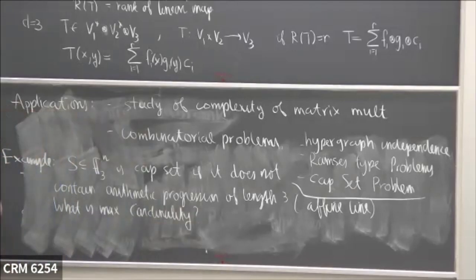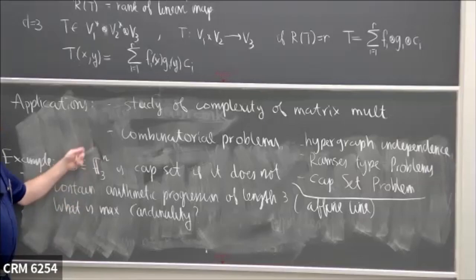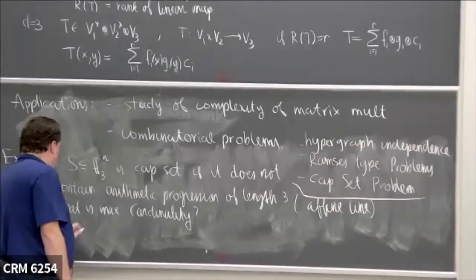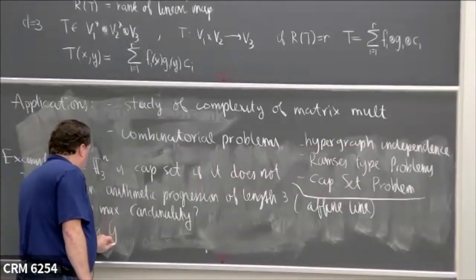Well, it has a long history. The obvious upper bound is 3 to the power n. And for a long time, people were not able to do much better than that. You could prove 3 to the power n over n, or 3 to the power n over n to the power 1 plus epsilon, or something like that. And a couple of years ago, there was some significant progress by Ellenberg and Gijswijt.